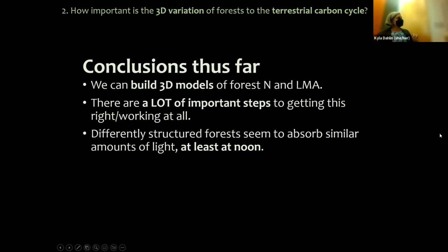But what's interesting as of now is that we're still trying to unpack this. This is where we're stuck right now: trying to understand how these structured forests seem to absorb similar amounts of light, even if they have different structures, at least at noon. But we don't know what that's going to look like moving forward.